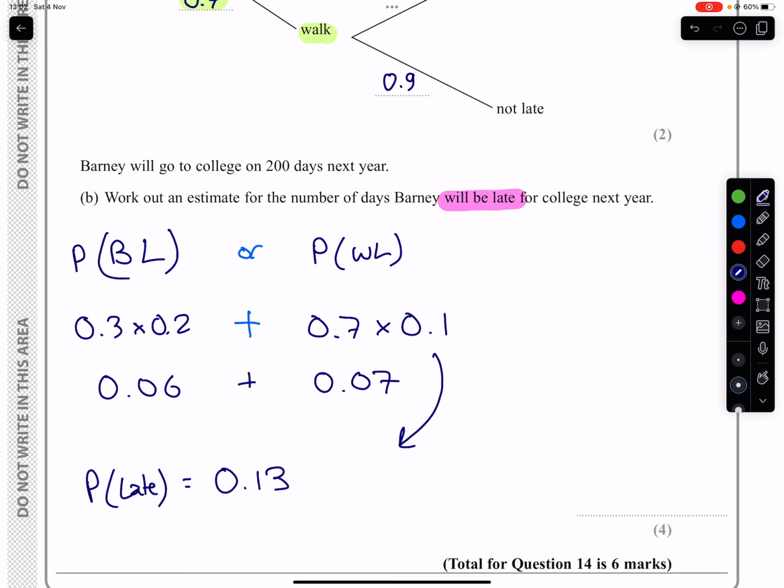We're not done yet though, because we are told to figure out an estimate for the number of days he actually is late. We've just figured out the probability on any given day. So in order to actually answer the number of days we expect him to be late, we've got to take that 0.13 and times it by 200, which will give us 26 days as being our estimate. Done.